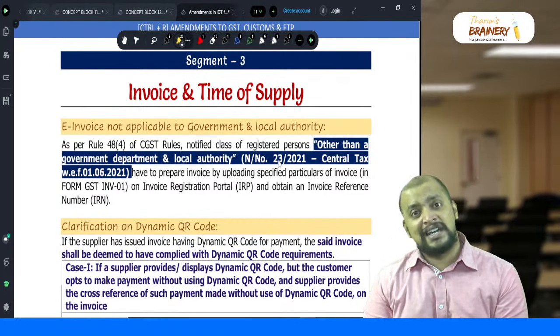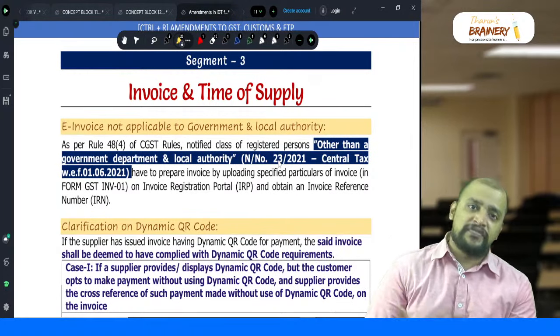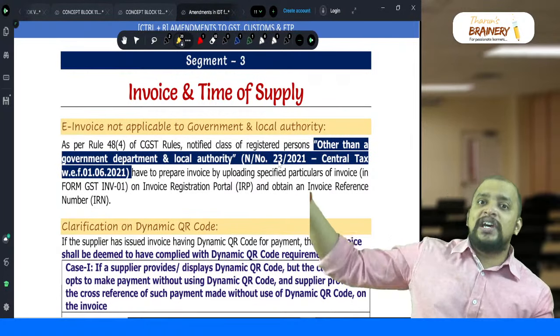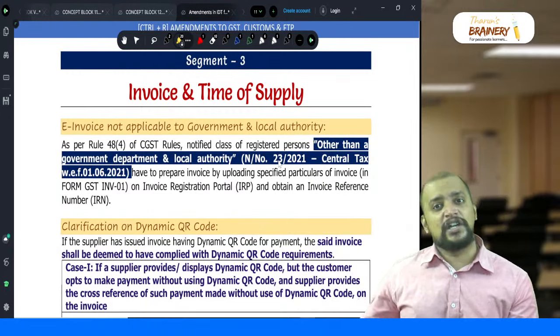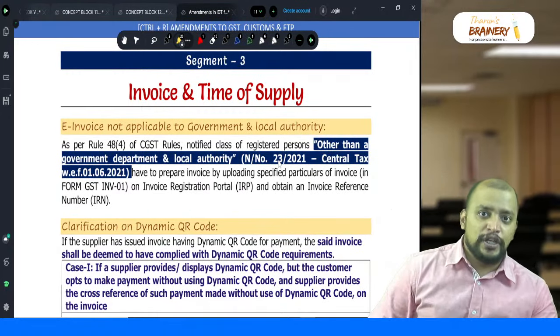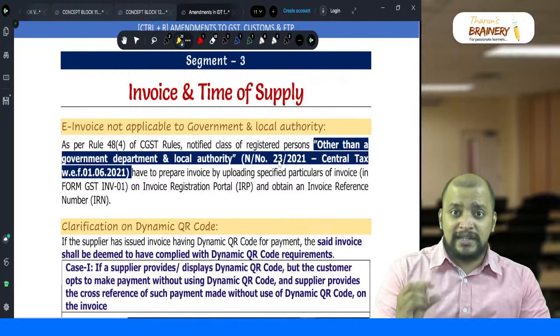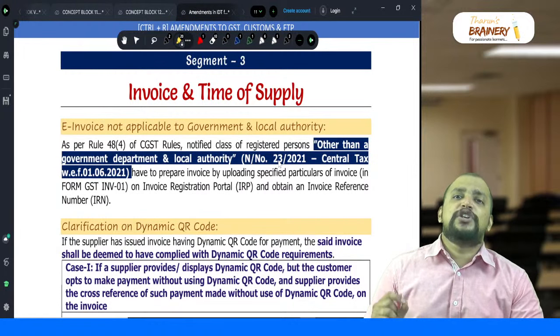So 50 crores. Previously it was 500. Then they brought it down to 200, then 100, and now it is 50. In future, they have reduced it to 20 crores. That's already in place. But that is for November 22 exam, not for you. Okay. So this particular person is required to give e-invoice for B2B supply.